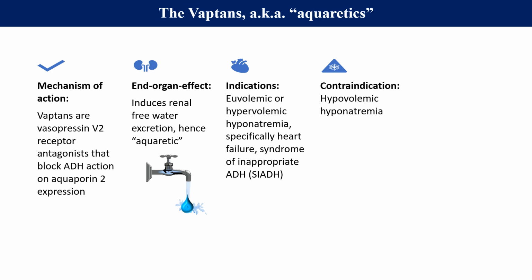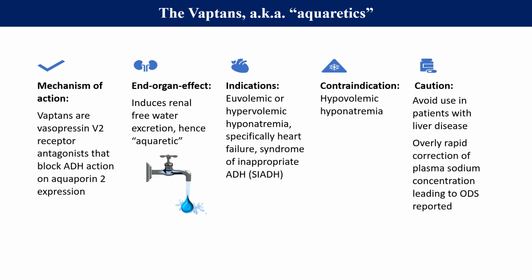Vaptans are contraindicated in patients with hypovolemic hyponatremia because the increased ADH in hypovolemic hyponatremia is appropriate. Treatment for these patients is volume repletion, not blocking ADH with vaptans. Although patients with liver disease and cirrhosis have dysregulated ADH and theoretically would benefit from the use of vaptans, their use should be avoided due to potential liver toxicity associated with the drug.